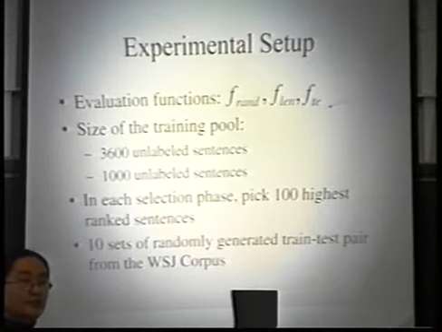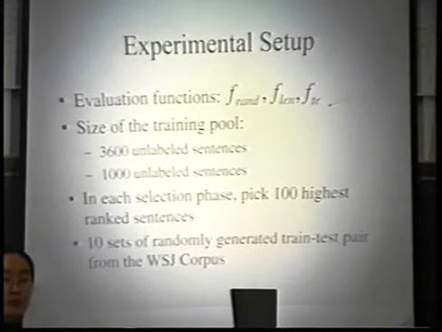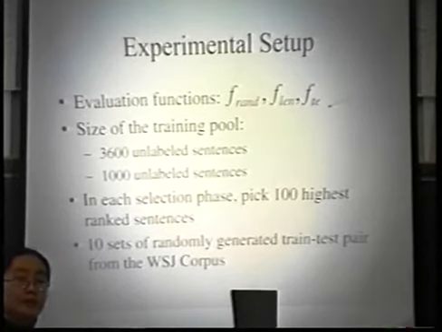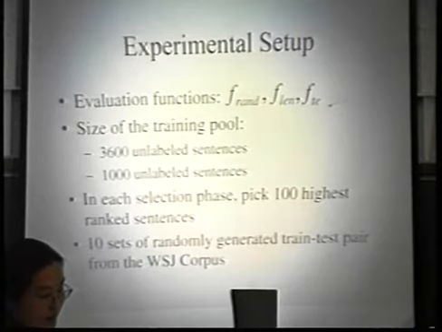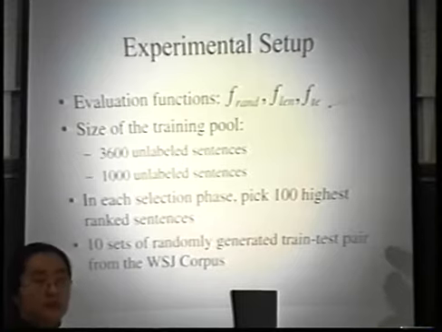And the question here is what happens if we use all the available candidates, and what happens if we have a limited set of candidates. And in the selection phase, we'll pick 100 at each time, and we do 10 sets so that the results you see are averages over 10 sets.